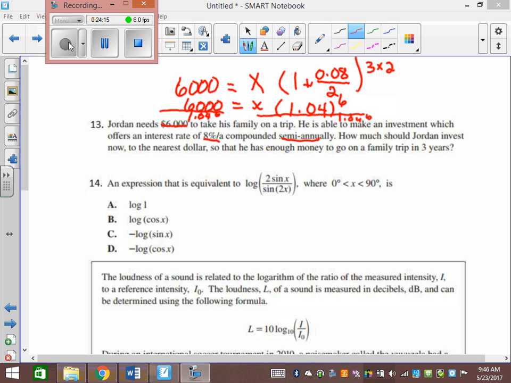Because you have to, compound semi-annually. Divide by CP and times by CP. You divide the interest by CP and you times the years by CP. So it's 7,592.